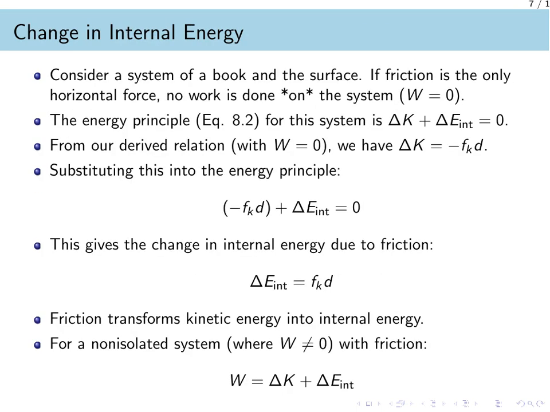Let us now connect this to the concept of internal energy. Consider an isolated system, like a book sliding to a stop on a surface, where no external forces do work, so W equals 0. Our derived relation, W minus F sub k d equals delta K, simplifies to delta K equals negative F sub k d.